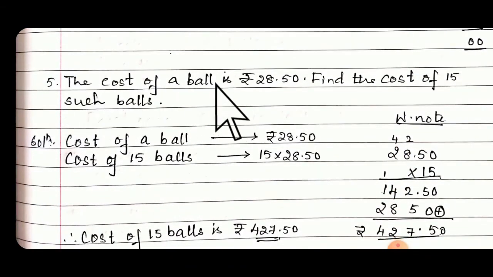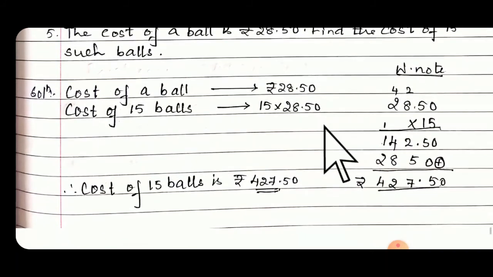Fifth one. Cost of a ball is rupees, a single ball is rupees 28 rupees 50 paise. Find the cost of 15 such balls. That means you have to do multiplication. Regular multiplication you do. Then after 2 digits, keep the decimal point. So it separates rupee and paise.